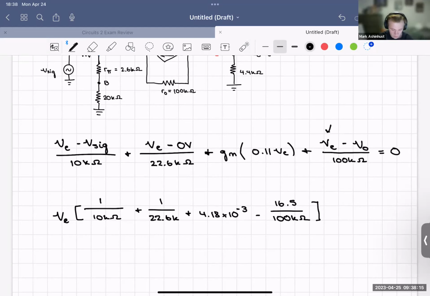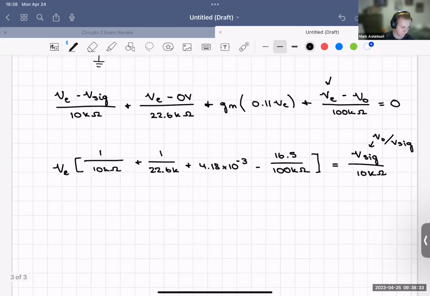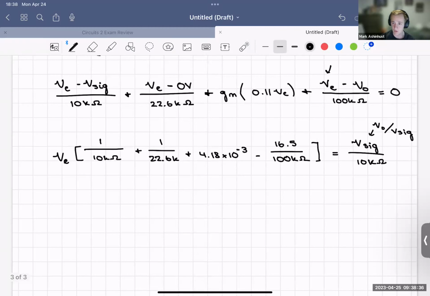So this is doing the algebra. It's going to be a couple steps. And then we'll have V sig over 10 kilo ohms, because we want V out over V sig here. We have VE written in an equation with V out. So if we get VE written in an equation with V sig, then we can use those to get V out over V sig. And we'll see that here as we continue on. So we'll get VE.